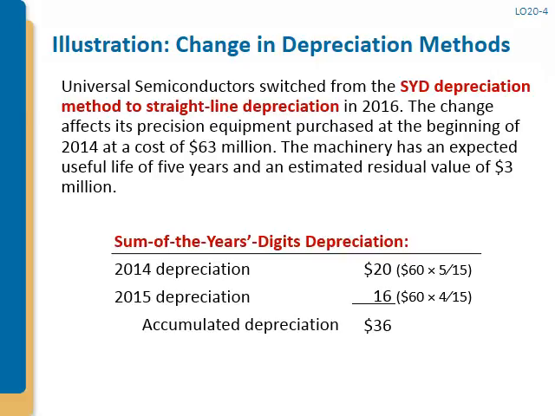Previous financial statements are not revised. Instead, the company simply employs the straight-line method from then on. The undepreciated cost remaining at the time of the change would be depreciated straight line over the remaining useful life. The illustration provides an example.